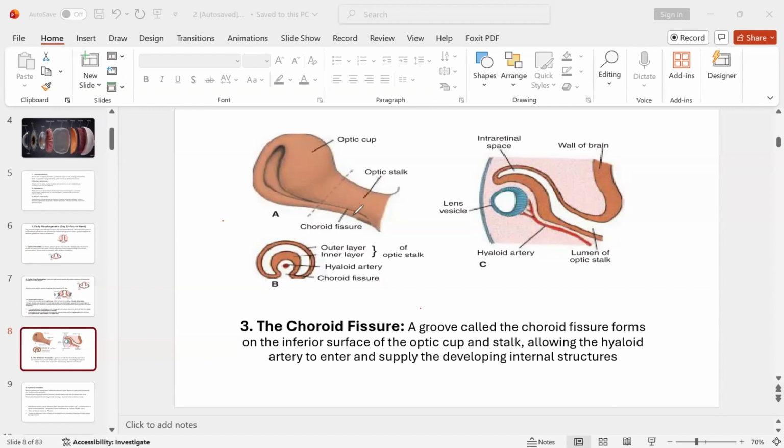So this choroid fissure closes by the seventh week, and this converts the optic cup into a circular mouth, and this circular mouth in the adult is known as the pupil through which the light enters. This is the intraretinal space which is present between the inner and outer layer of the optic cup, and this also obliterates by the seventh week, and the two layers also fuse by the seventh week.